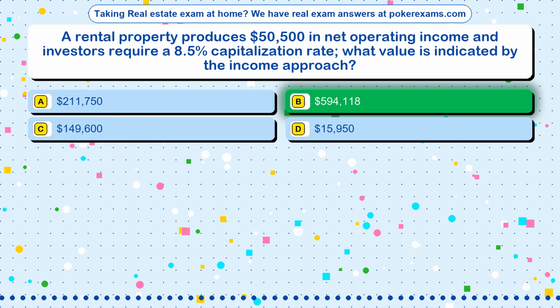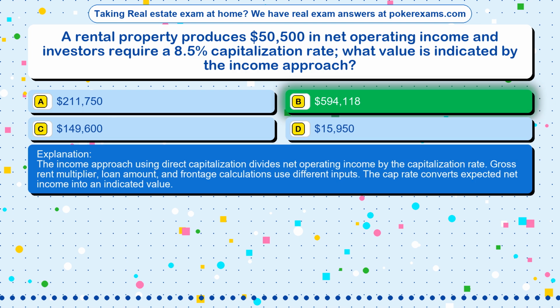The correct answer is option B, $594,118. The income approach using direct capitalization divides net operating income by the capitalization rate. Gross rent multiplier, loan amount, and frontage calculations use different inputs. The cap rate converts expected net income into an indicated value.